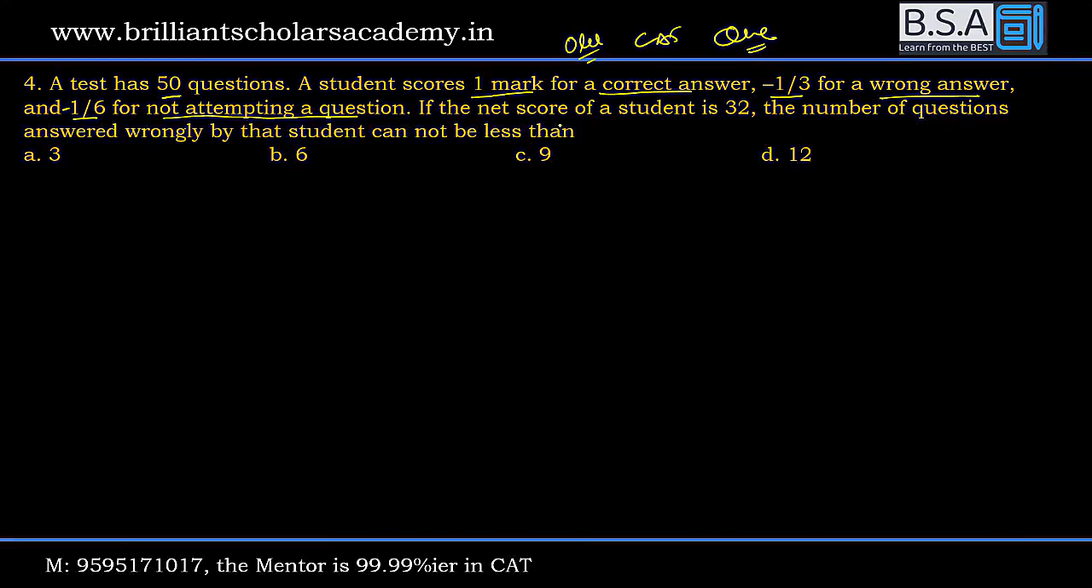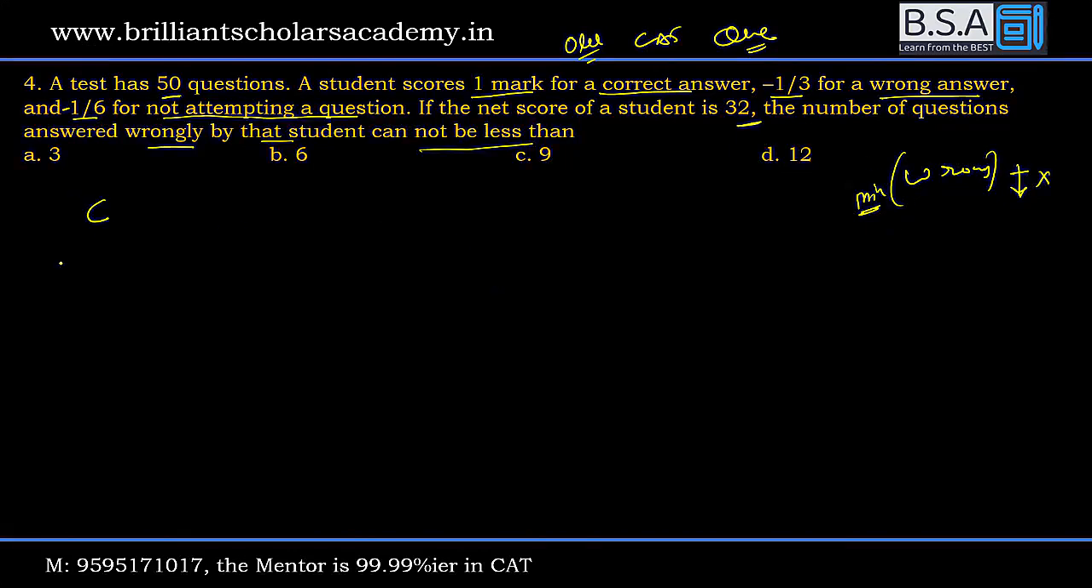If net score of a student is 32, the number of questions answered wrongly by the student cannot be less than. जो wrong answers हैं इससे लेस नहीं हो सकते, इससे नीचे नहीं जा सकते. तो बेसिकली आपसे रॉन्ग आंसर्स का मिनिमम मांगा जा रहा है. We want to find out what is the minimum number of wrong answers. So how do we go about this?